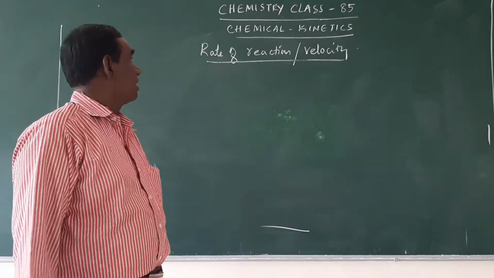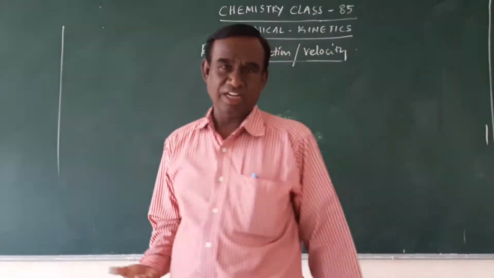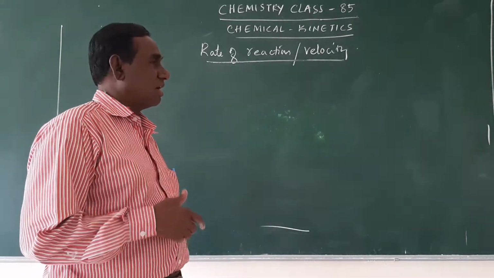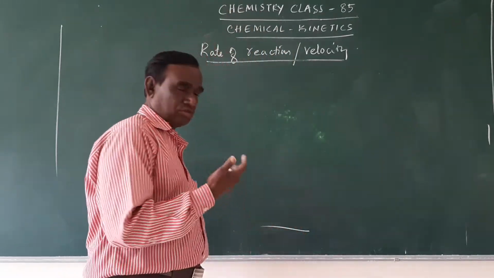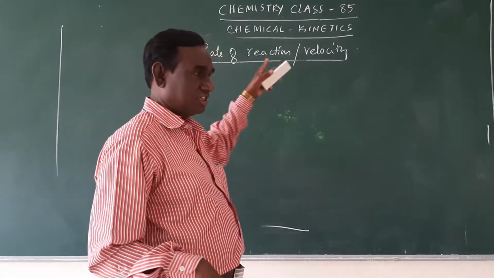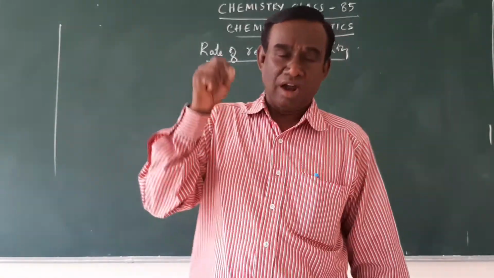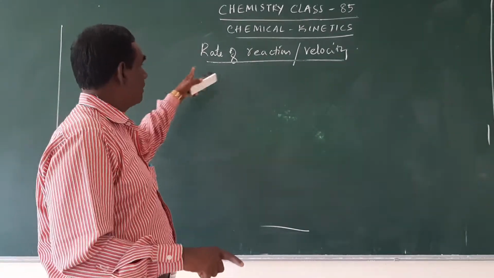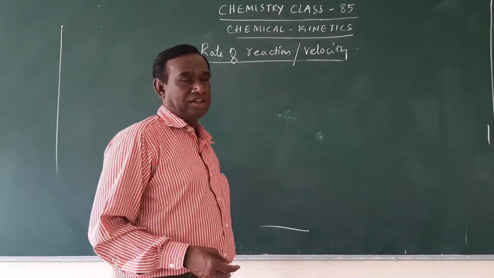Therefore, chemical kinetics is a branch of chemistry which deals with the study of the rate of a chemical reaction, that is the velocity of chemical reaction, and also the factors which influence the rate of chemical reaction, or the factors on which the rate of reaction depends. So this is the introduction for your chemical kinetics.